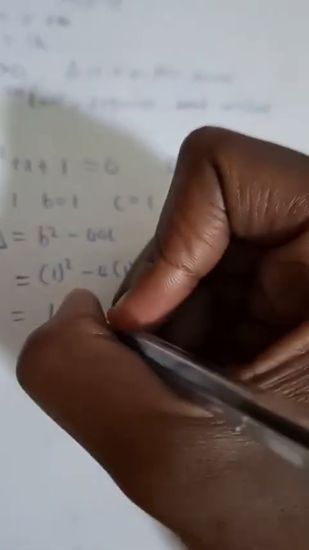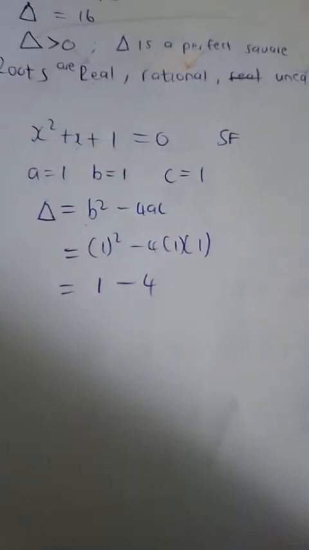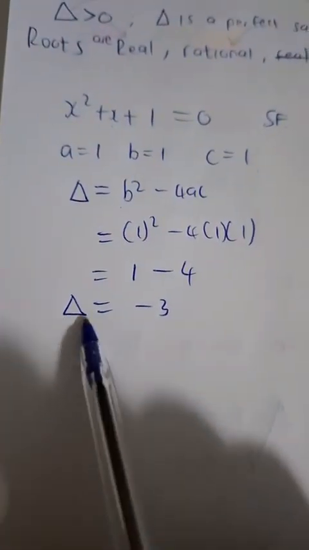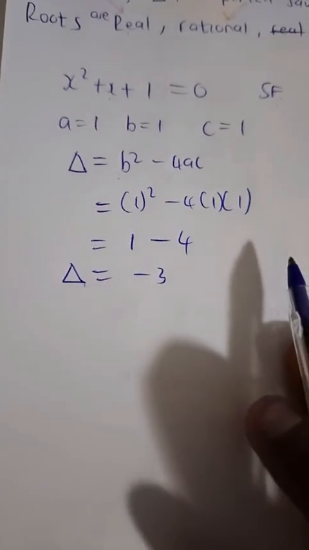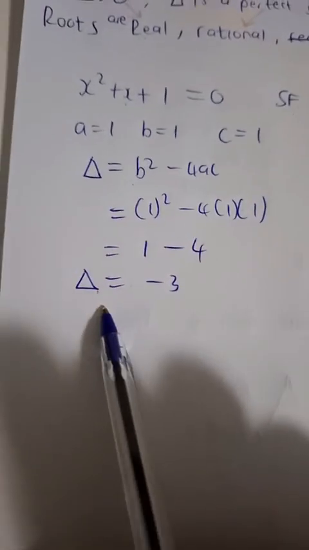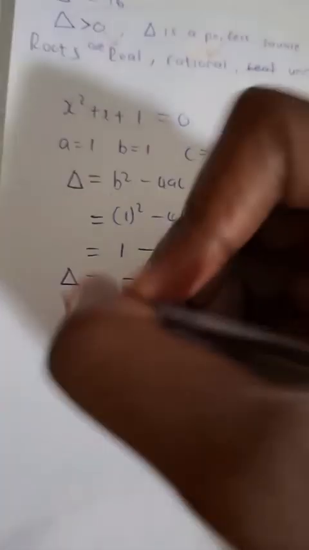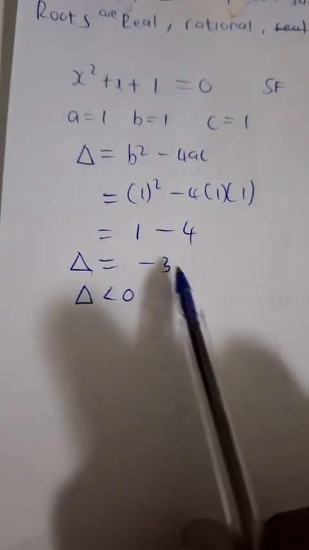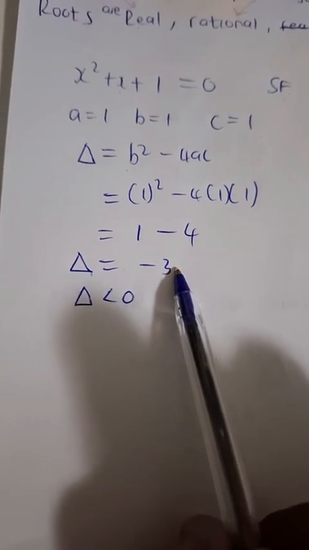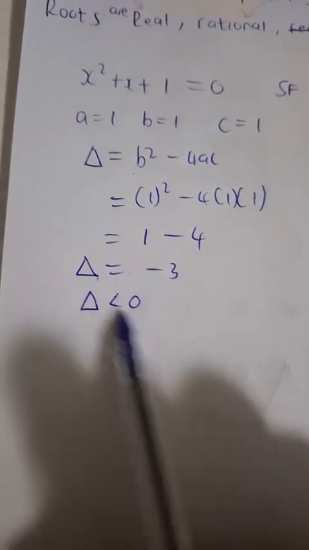Then you simplify. 1 minus 4 times 1 times 1 is negative 4. 1 minus 4 is negative 3. Delta is equal to negative 3. Then you state the obvious about delta. Delta is less than 0. In other words, because this is a negative value, negative 3 is a value that's less than 0. So delta is less than 0.